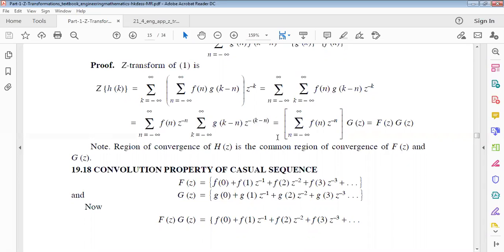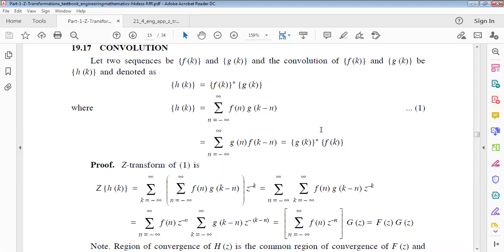Now the sum over n from minus infinity to plus infinity of f of n z to the power minus n is the Z transformation of f. The other sum is also the Z transformation of z. So we get f of z into z of z, the composite transformation. This is proved.